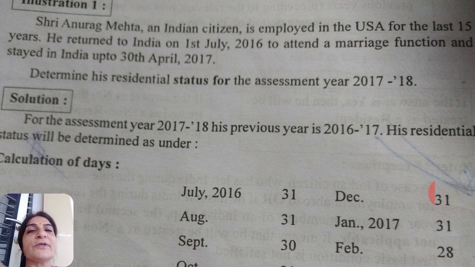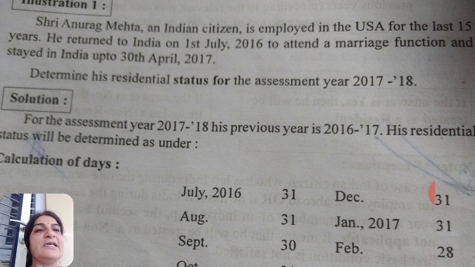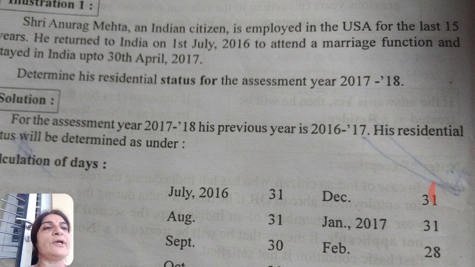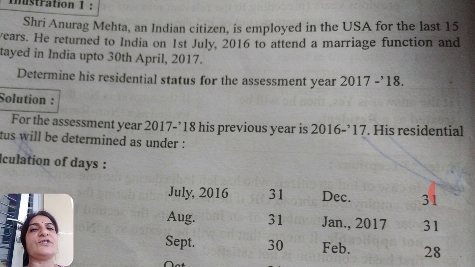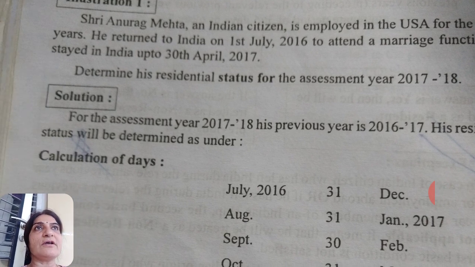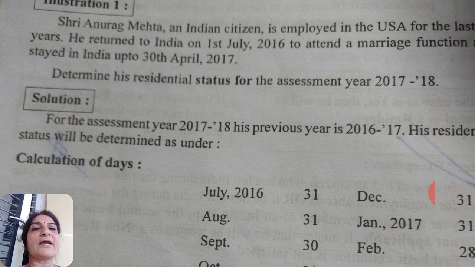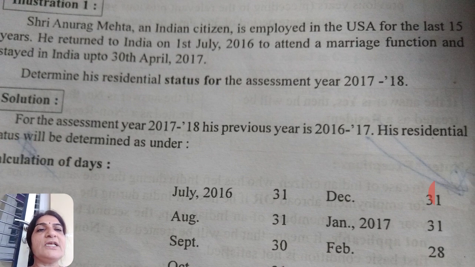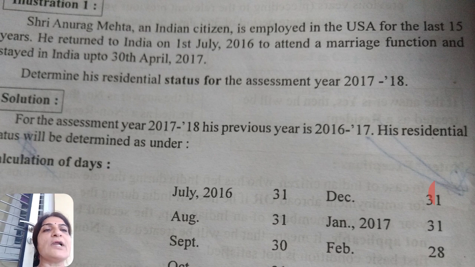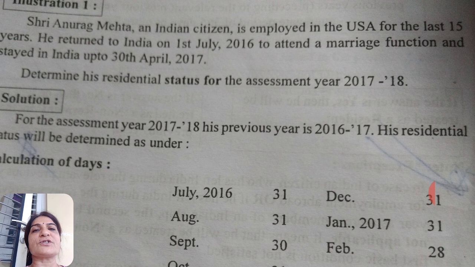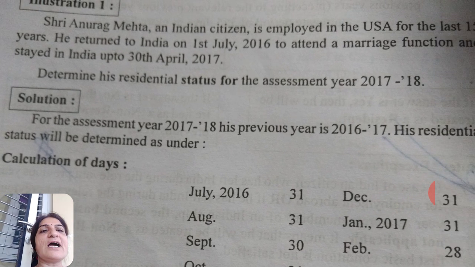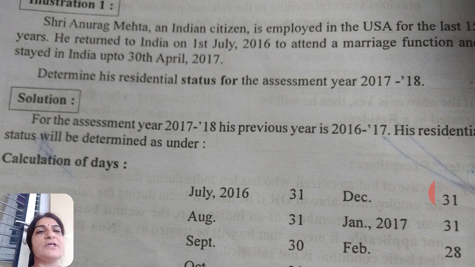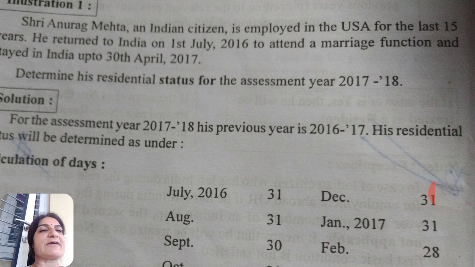Now see, Shri Anurag Mehta, an Indian citizen, is employed in the USA for the last 15 years. Since the last 15 years he is residing in America, USA. He returned to India on 1st July 2016 to attend a marriage function and stayed in India up to 30th April 2017. Now determine the residential status for the assessment year 17-18.